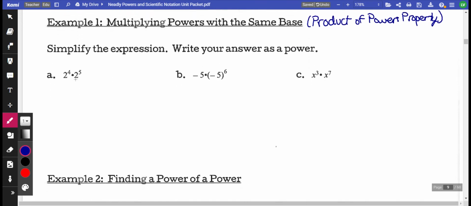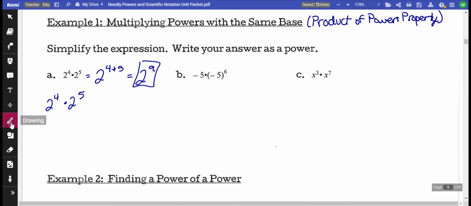So if we have 2 to the 4th power times 2 to the 5th power, that becomes 2 to the 4 plus 5. So that's 2 to the 9th power. But let's actually show why that is 2 to the 9th power. So if I rewrite 2 to the 4th power times 2 to the 5th power, I want to start by writing 2 to the 4th expanded. 2 times 2 times 2 times 2.